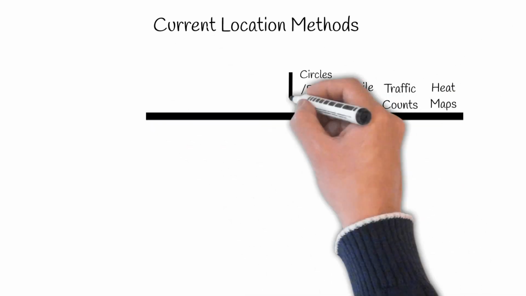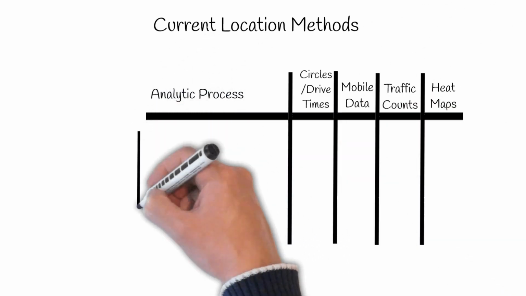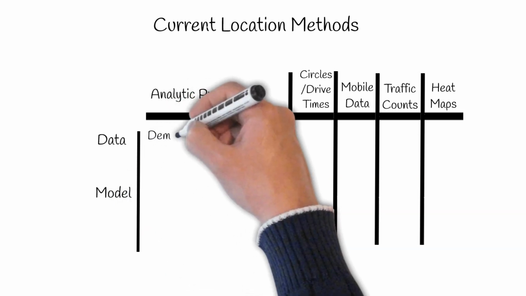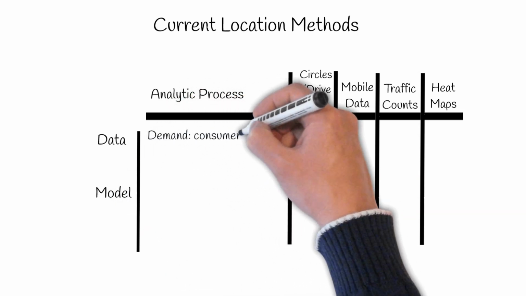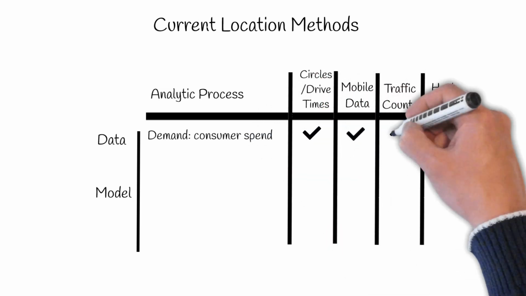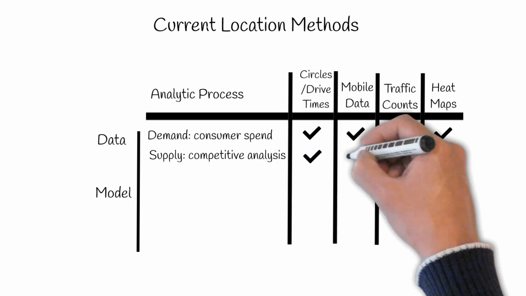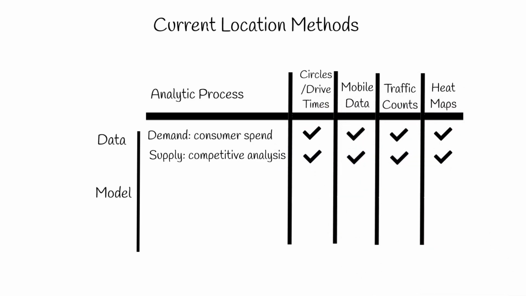There are two basic parts to the analytic process. First, we need supply and demand data, and then we need to model market behavior. Generally, there is no problem with the data. Although the sources are different, they all produce estimates of consumer spend and can also be used with a competitive analysis. The problem is how consumer behavior is modeled.